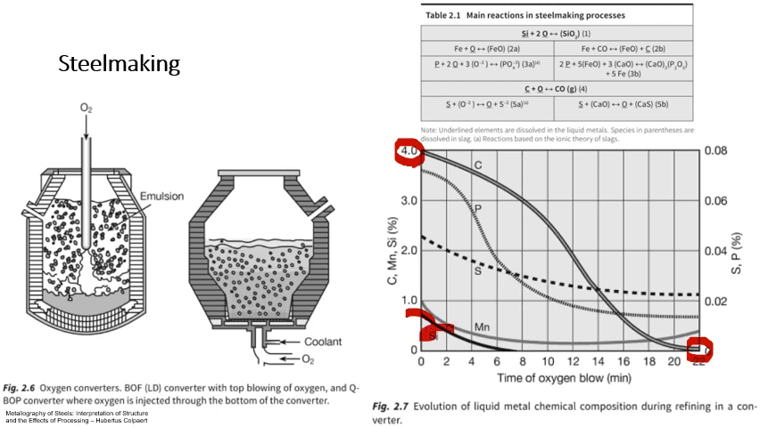Here we see silicon being reduced in even shorter times. Phosphorus and sulfur can be reduced as well. Those contents, those are undesirables. And manganese is also lost. Now manganese and silicon may be added back in later depending on the alloy.